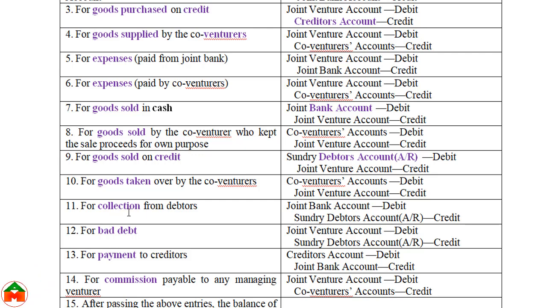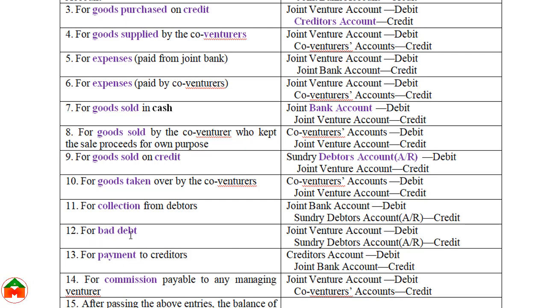And whenever there is a collection from the debtors, from the accounts receivable, due to collection, the bank account will be increased, that's why bank account debit. And whenever we sell the product on credit, accounts receivable debit or debtors account debit. Here after collection, accounts receivable or debtors account would be credit. So after collecting the cash from the debtors or accounts receivable, bank account debit, debtors account or accounts receivable account credit.